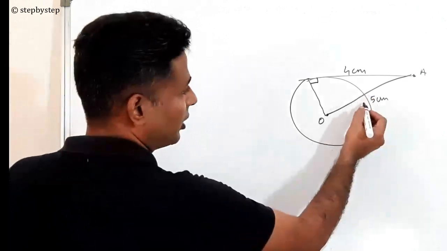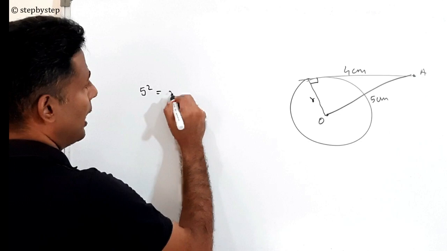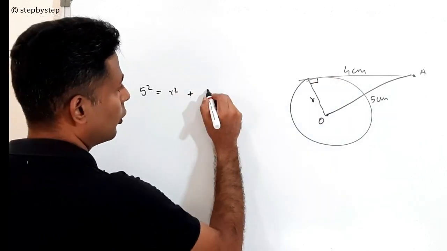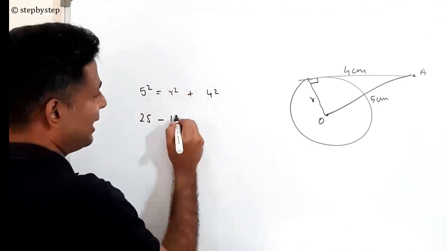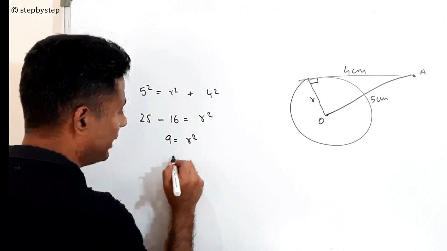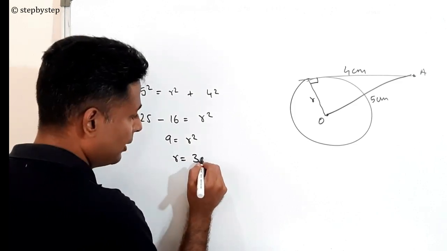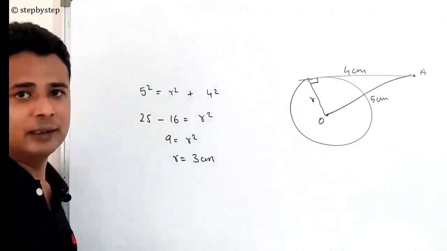So using Pythagoras theorem, hypotenuse square, 5 square equals r square plus 4 square, right? So 25, 4 square is 16. When I take it to this side, it becomes minus 16 equal to r square. So we get 9 equal to r square. So r equals root of 9, that is 3 centimeters. So the radius is 3 centimeters.